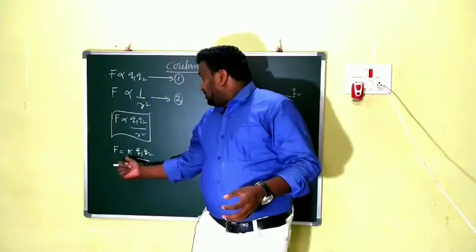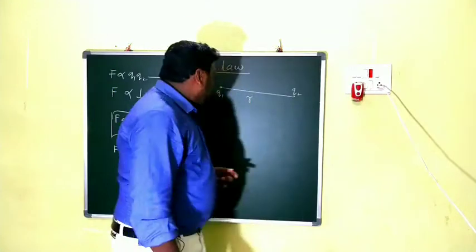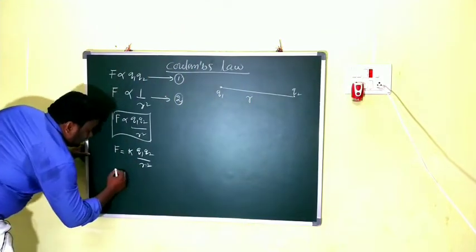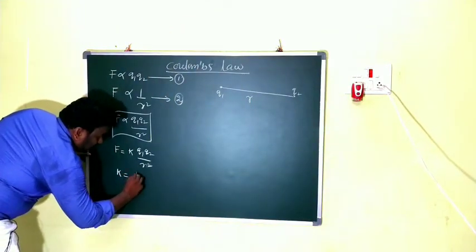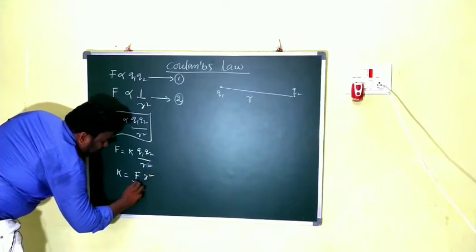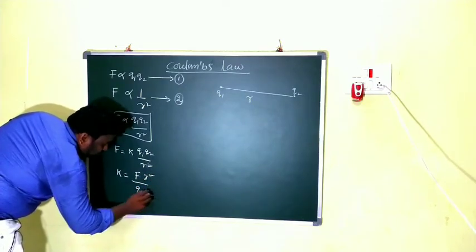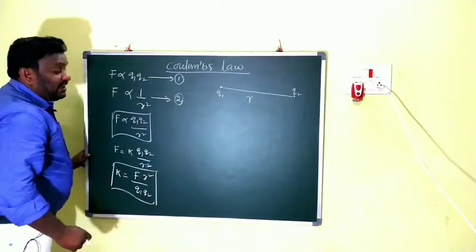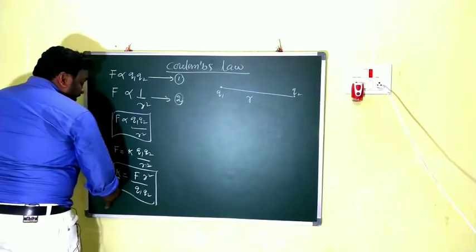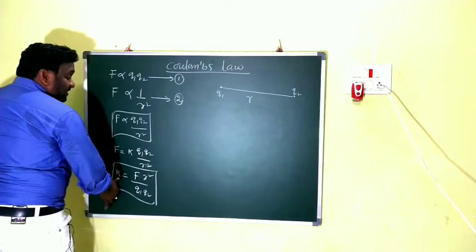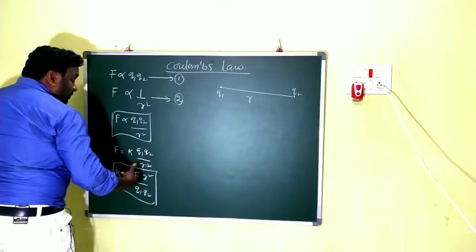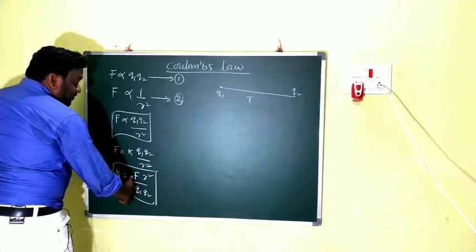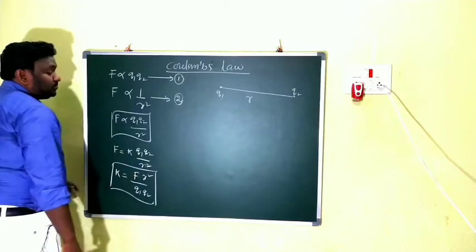And the K value, from that equation, we can write K is equal to F into R square by Q1 Q2. That means K is the one constant, the electrostatic constant, the force constant. The proportionality constant K is equal to F into R square by Q1 Q2.